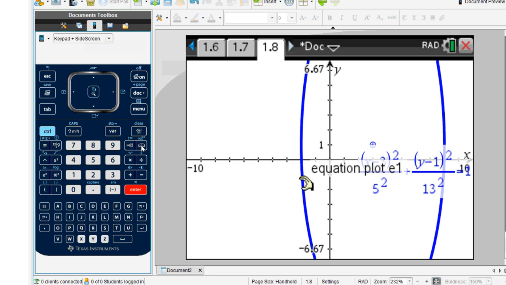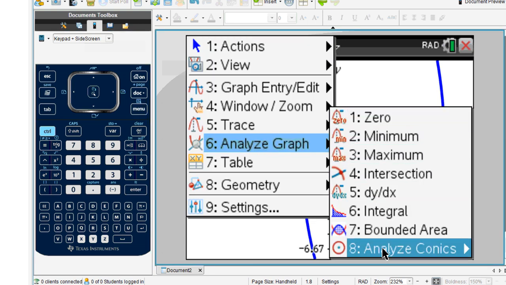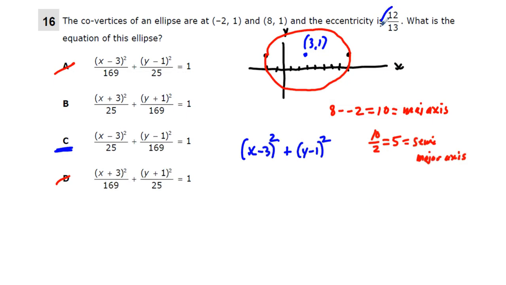That doesn't look right at all, does it? But I guess it is. Okay, let's go check our eccentricity. Go to menu, analyze graph, analyze conics, eccentricity, 12/13. Yes, that's it. So that's verified. That is our correct answer, C. That is a weird looking ellipse though.